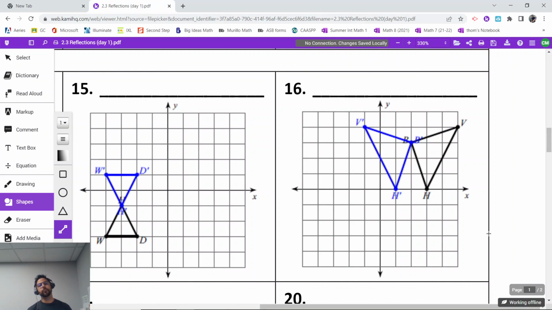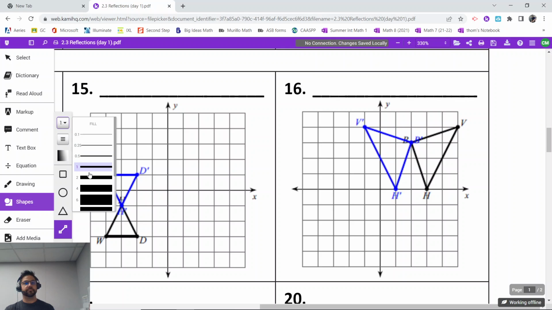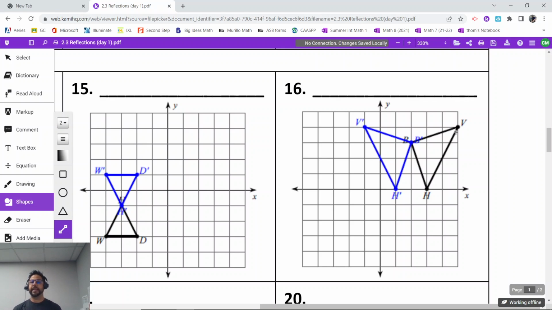So for number 16, again, we are going to go ahead and write our rule. Our rule starts with the word reflection. So what we're going to do is take our counting skills, and remember, you're always going to start at the original V and move to a V prime. So I'm actually going to grab the highlighter. So what we're going to do is count. So let's see, V is 1, 2, 3, 4, 5, 6. 6 total spaces, but remember the highlighter has to be in between.